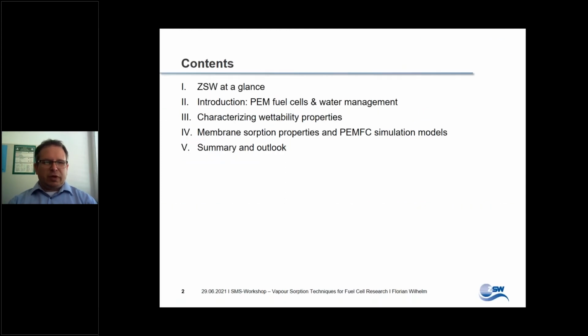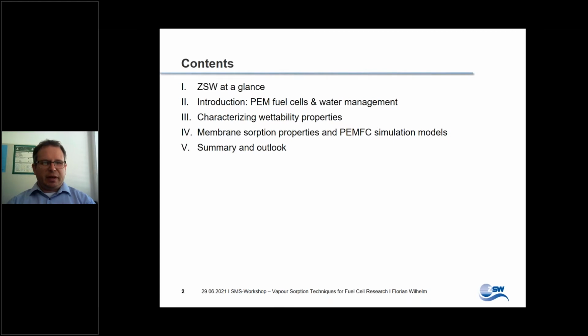What I'm going to do is to introduce, in a very few short slides, PEM fuel cells and the topic of water management, so that everybody has the same basis to start from, and then describe two example applications. One is characterizing wettability properties, the other one is membrane sorption properties, with a special focus on PEMFC simulation models and how to use the results there, and finally a summary and outlook.